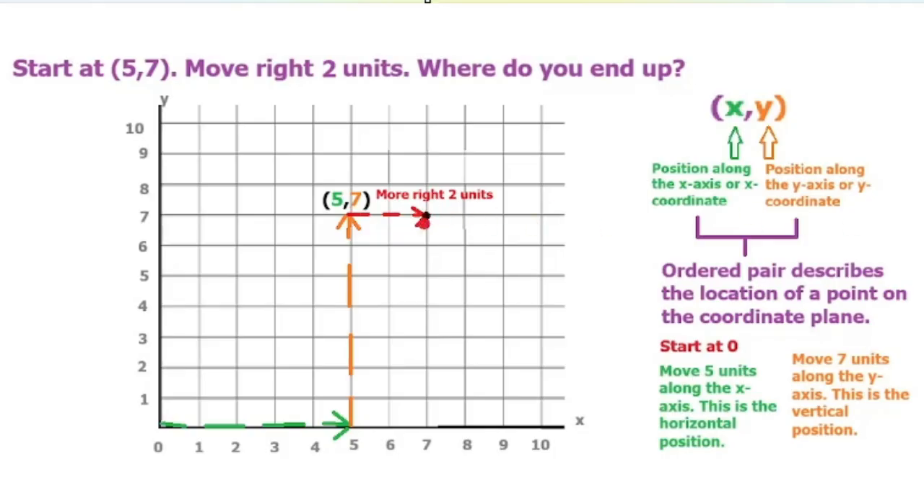So let's mark that spot with a black dot there. And then what is that coordinate? Well, our x is now 7 and our y is still 7. So the point is 7, 7. So you end up at 7, 7. And that's the answer to this.